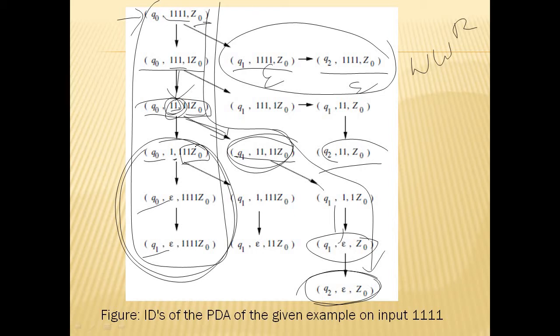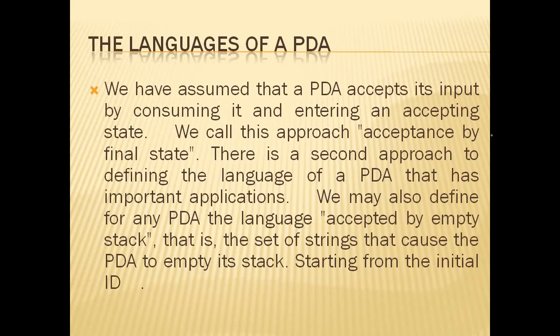Okay. So we should know about the language. The language is L equal to WWR, means the word with the reverse of the word. So it is divided into 2 parts. 1 1 1 1 is divided into 2 parts. So this is W and this is WR. Okay. So this is about instantaneous descriptions of PDA. Next we discuss about languages of a PDA.